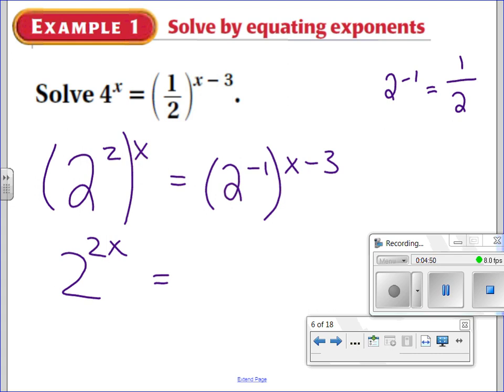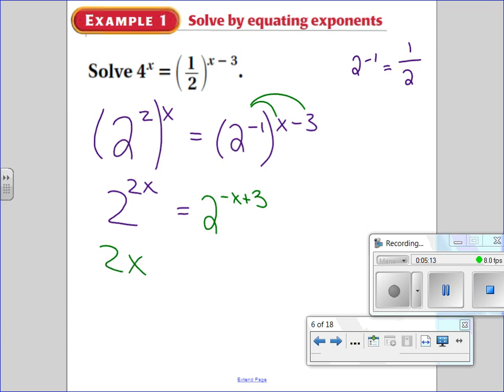Now to clean up this exponent, the negative 1 does unfortunately have to distribute, and it's a bit yucky. It will make it a negative x plus 3. And now I have achieved my goal. My goal was to make my bases match one another so that I can set my exponents equal. Does that make sense? So since 2 to the 2x equals 2 to the negative x plus 3, I conclude that 2x equals negative x plus 3.